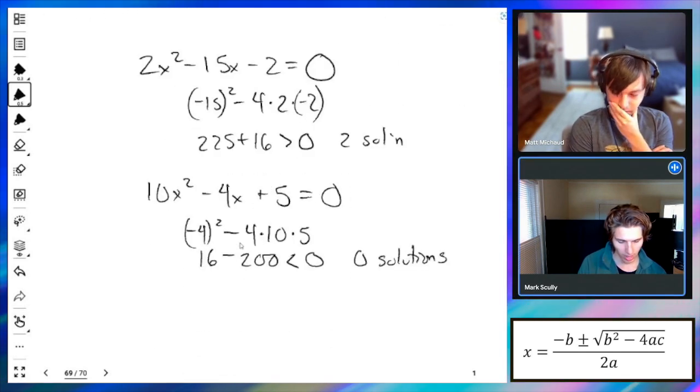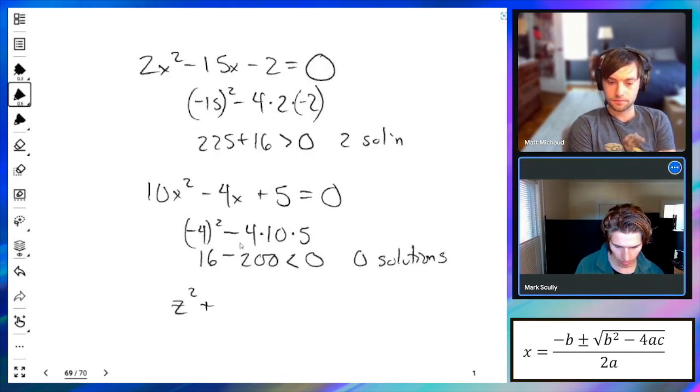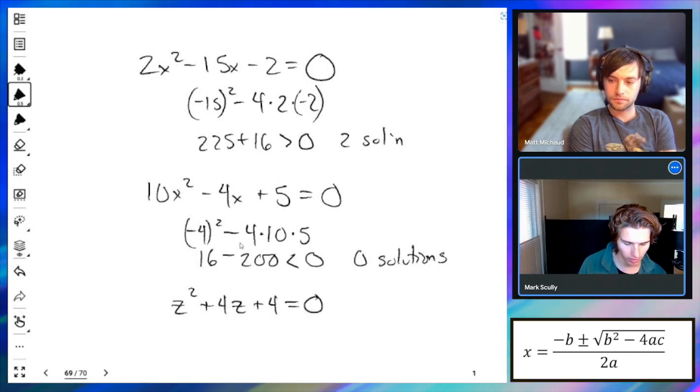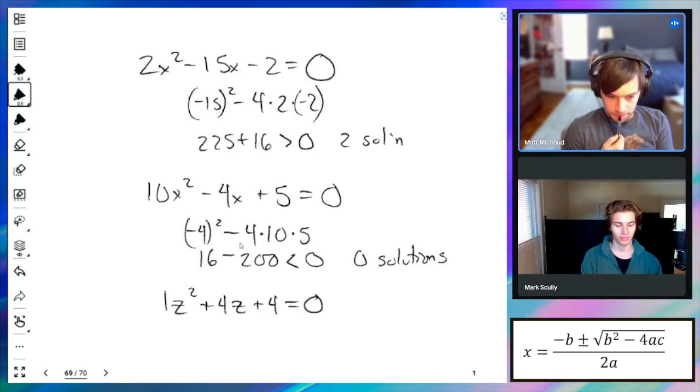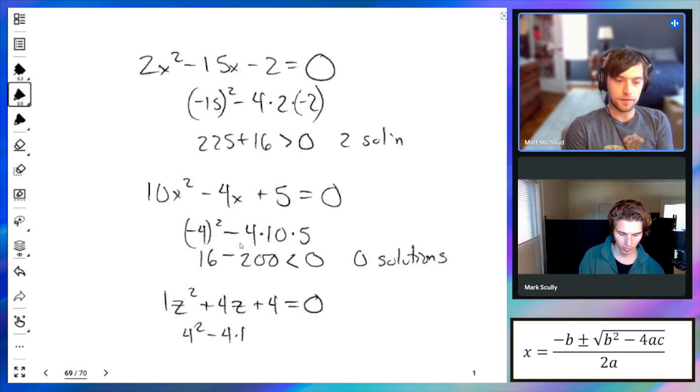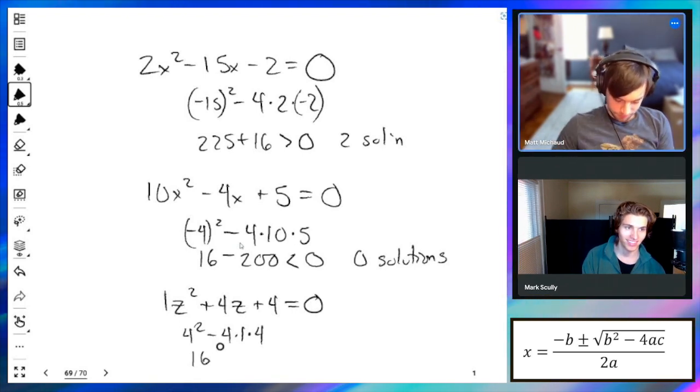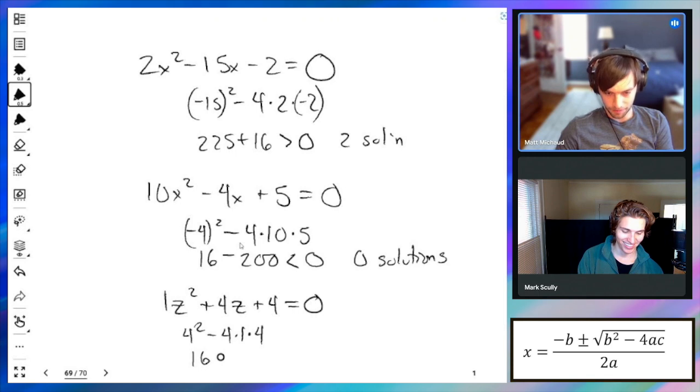Exactly. The last one we'll get at, z squared plus 4z plus 4 equals 0. We know that c is 4. Could we say that z squared, could we make that 1z? Could that be 4 squared minus 4 times 1 times 4 equals 0? Do we know it's equal to 0? Oh, not that part, no. I forgot that we're making b squared minus 4 times ac. We don't know what the answer is yet.